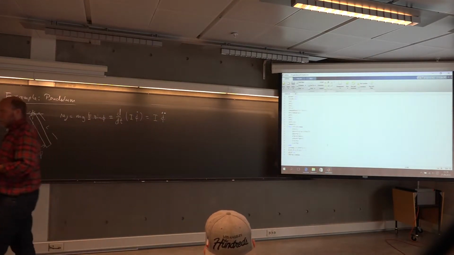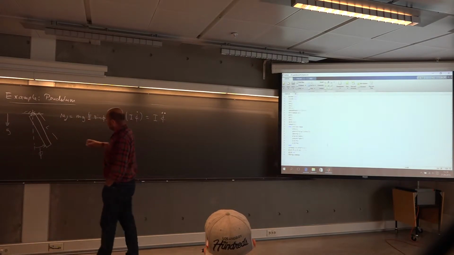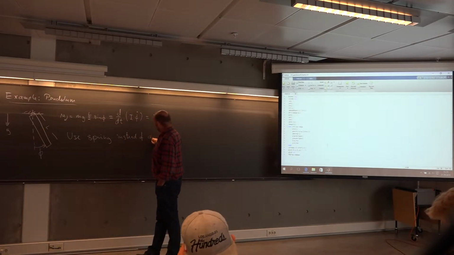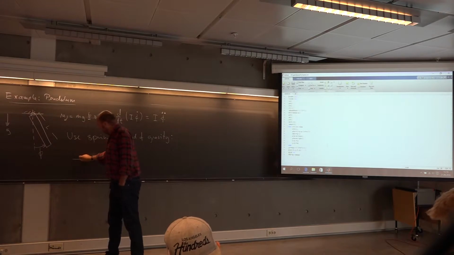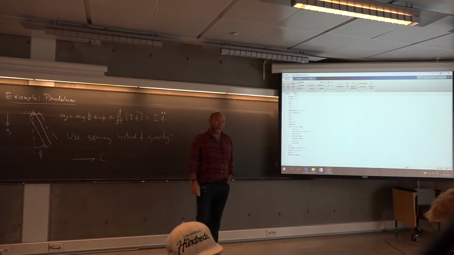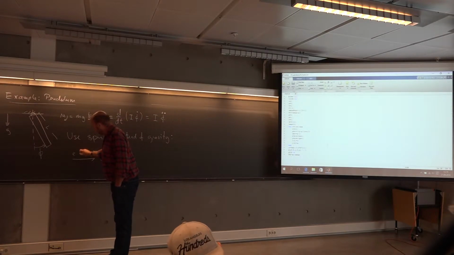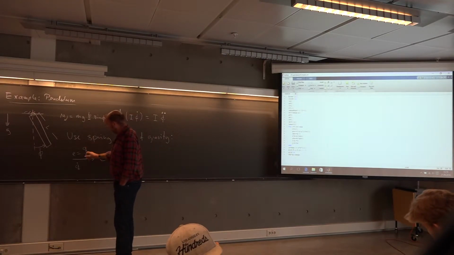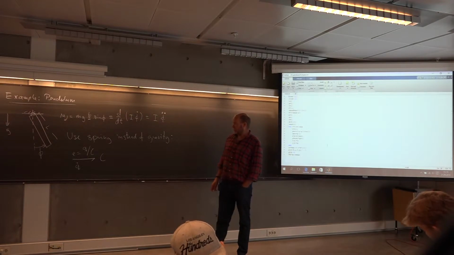Well, instead of using gravity, use a spring. Use a spring instead of gravity. Okay, what was the spring? That was a C element, and when we had this one correctly, we had the effort up here and the flow down here. The effort was then equal to the displacement divided by C. That's sort of a definition of a spring element.